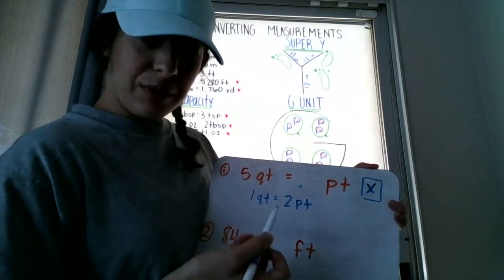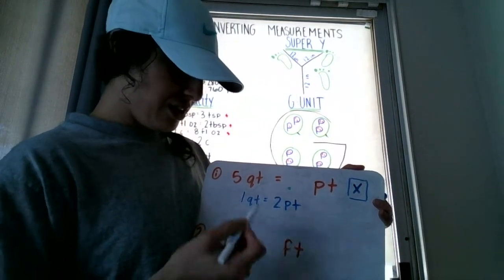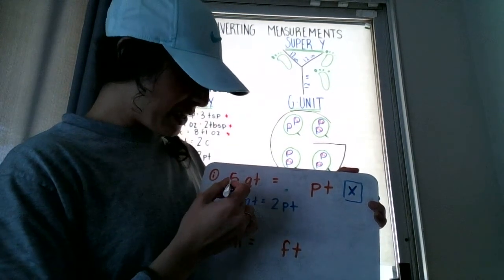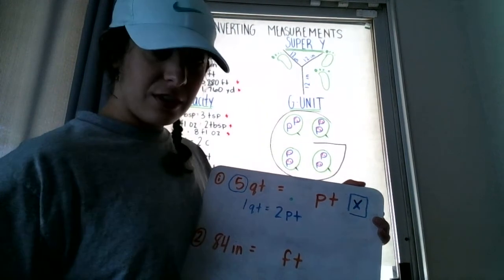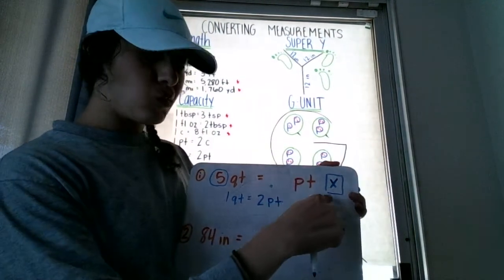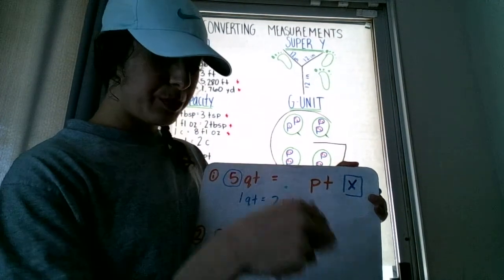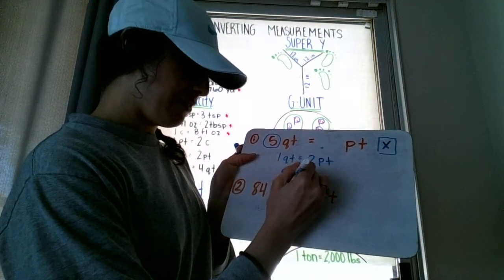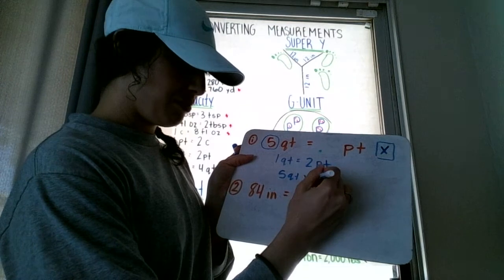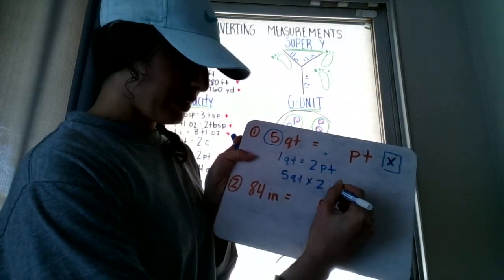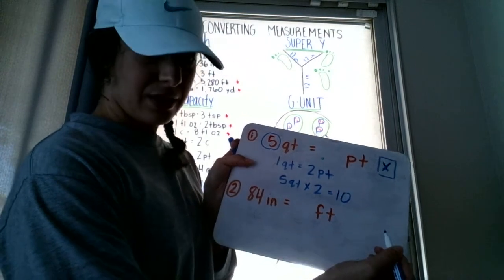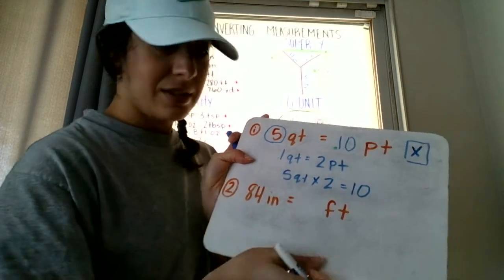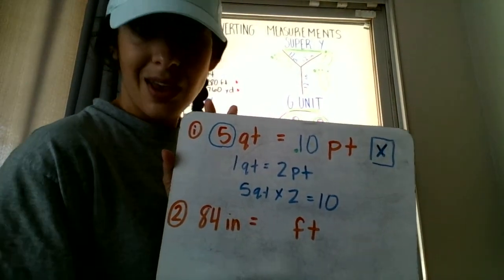What do you think I'm going to do with this information that I just got? So if 1 quart is 2 pints, how many pints are in 5 quarts? Okay, you haven't figured it out by now. We're going to multiply 5 quarts times 2. That's going to give us 10. Okay, so our answer is 10 pints.